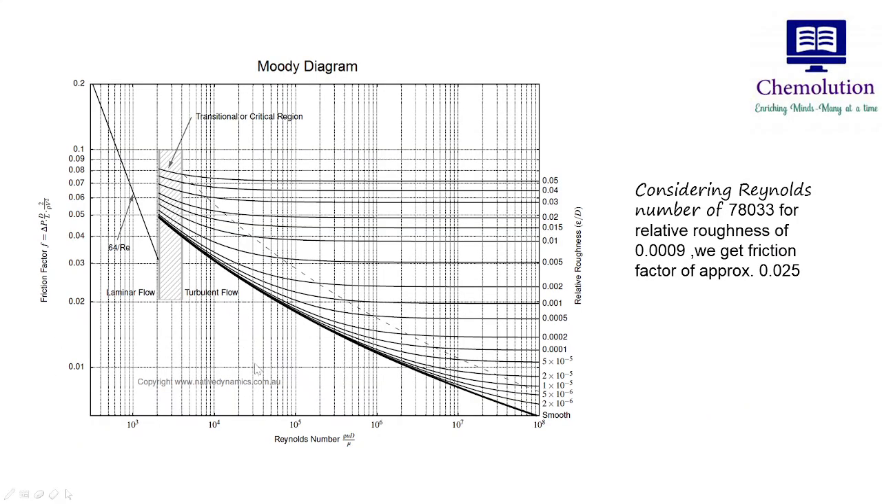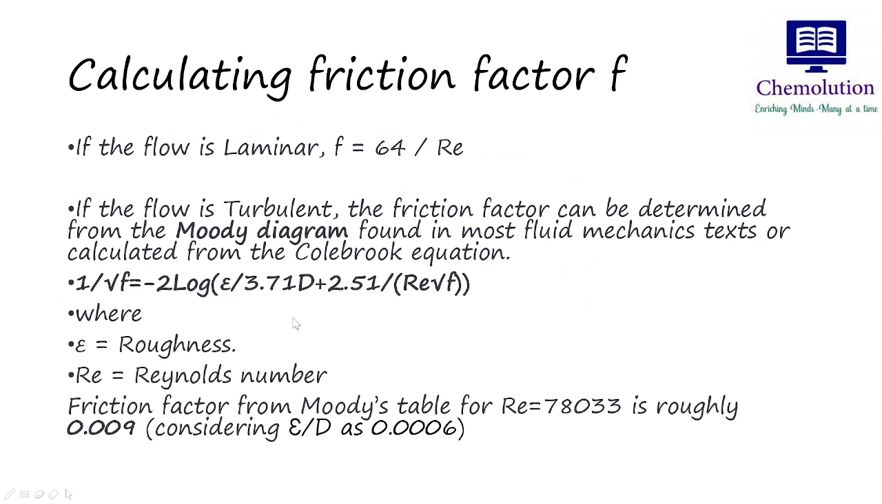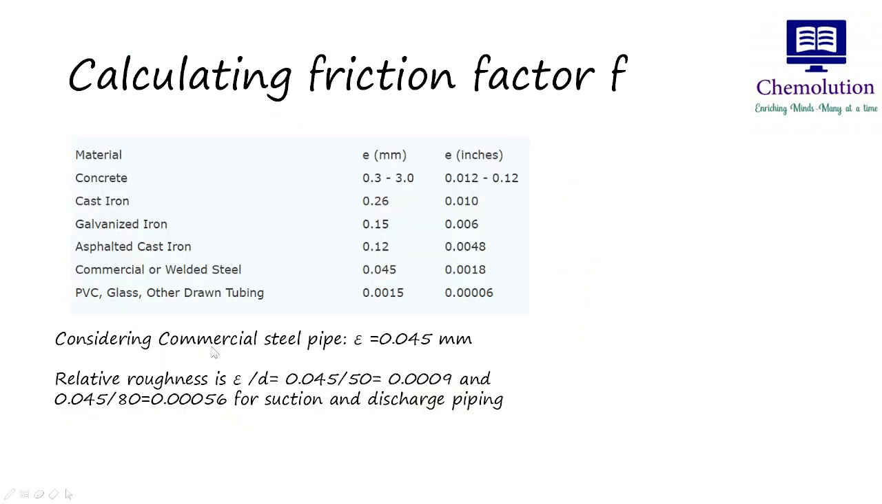This is the Moody's diagram. For this, we actually need to know the relative roughness. What is relative roughness? Epsilon by d. Epsilon is roughness in millimeters, and d is the pipe diameter. For commercial steel pipe, epsilon is 0.045 millimeter, and our pipe size is 50, so epsilon by d is around 0.0009.